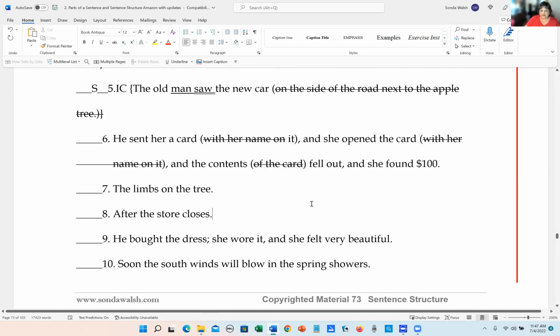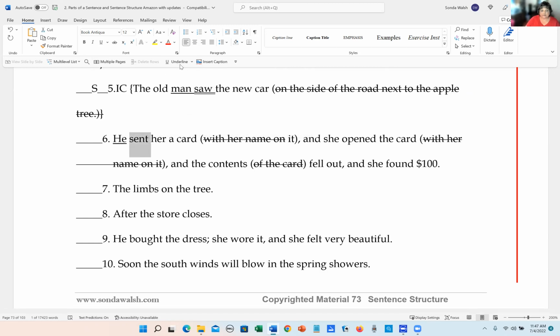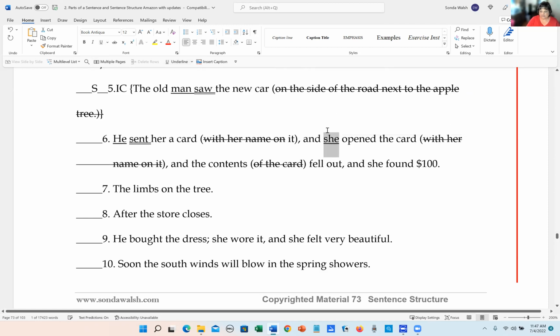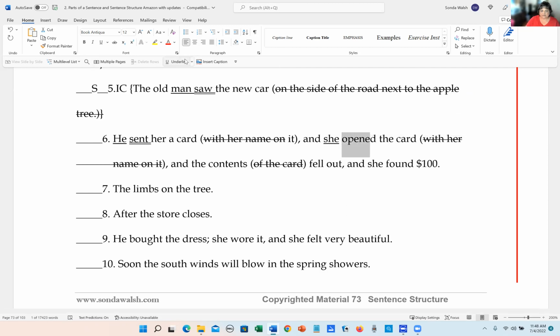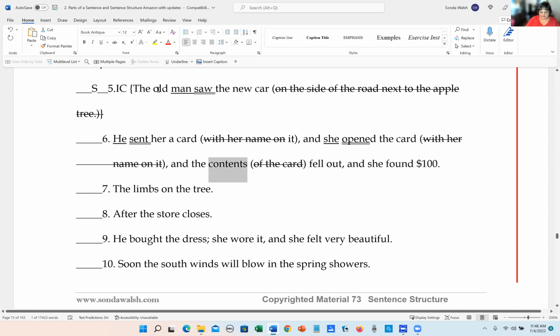Okay. Now I want to identify my subjects and verbs. He is a subject. Sent is a verb. Underline that twice. She is a subject. Opened is a verb. Underline that twice. Contents is a subject. And fell is a verb.